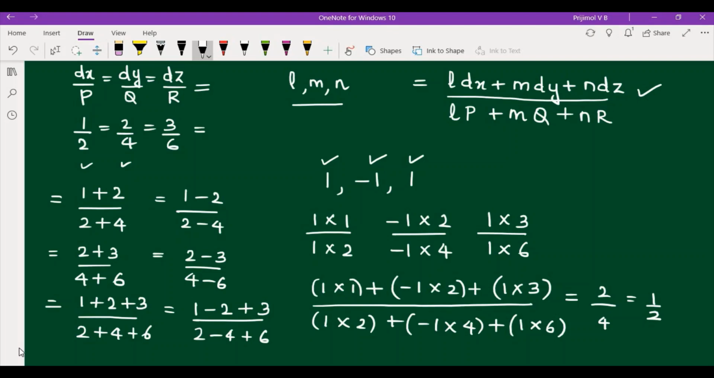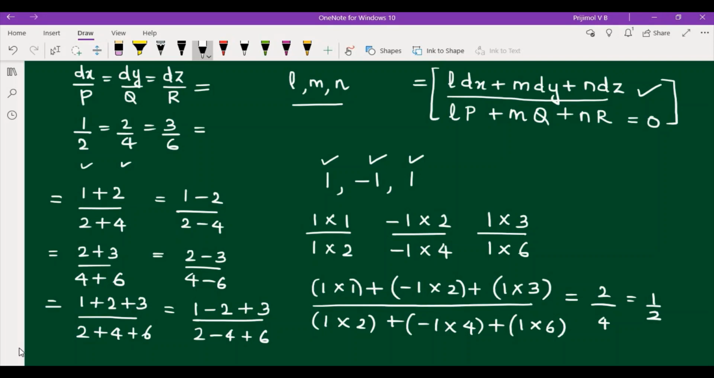Lagrange multiplier. But while we are solving the problems, we make sure to select L, M, N in such a way that this denominator LP plus MQ plus NR will be equal to 0, or the whole term must be integrable. If we are able to integrate the whole term, then we can choose such Lagrange multiplier. Either the denominator must be 0 or the whole term must be integrable. I hope it is clear.